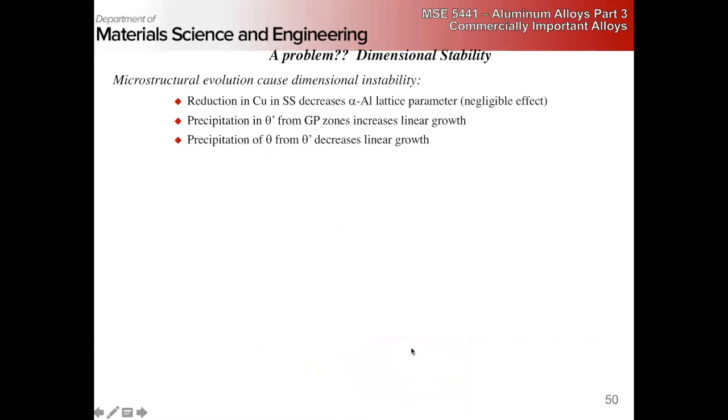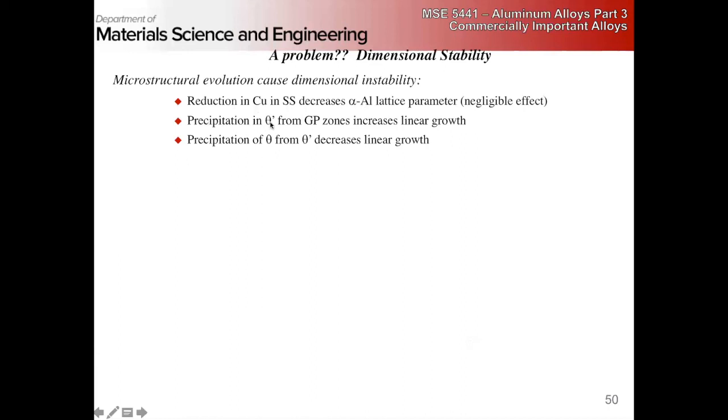Right. So a big problem with these casting alloys is dimensional stability. Microstructure evolution causes dimensional instability. How? If we reduce the copper in solid solution, we're going to decrease the alpha aluminum lattice parameter, a fairly negligible effect.